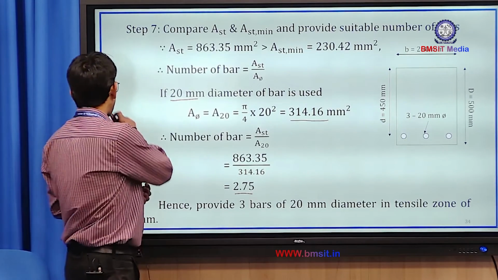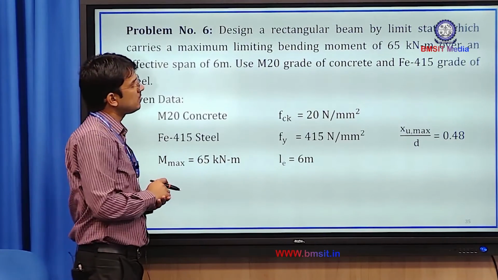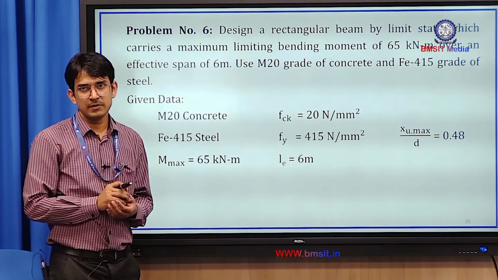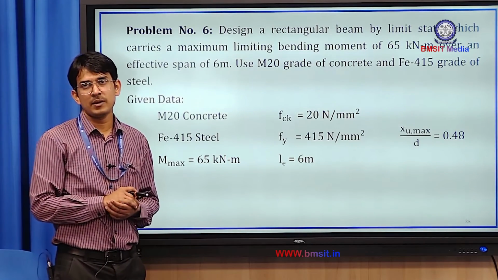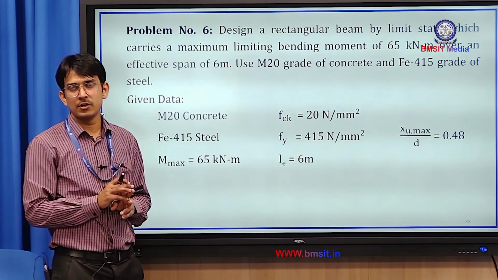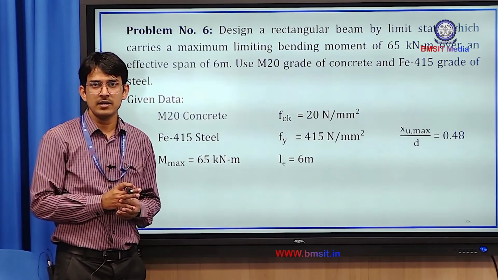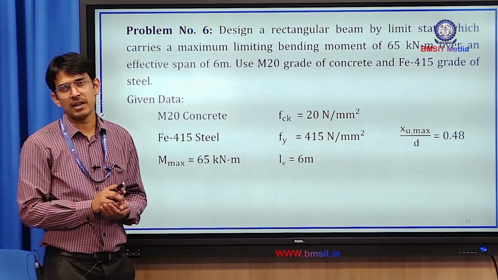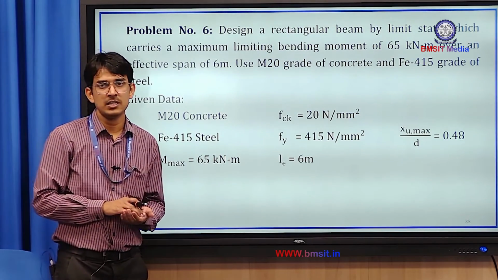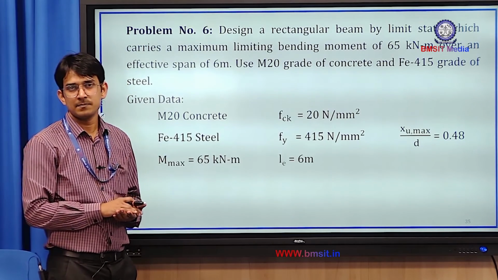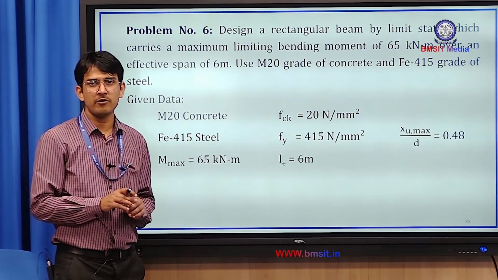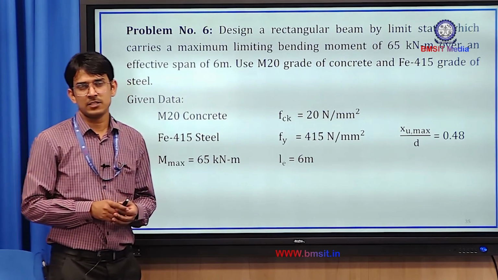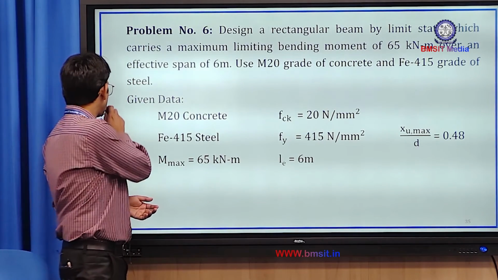Now I have one problem for you, in which you have to design a beam. The limiting bending moment is given, meaning Mu is directly given to you, 65 kilonewton meter, where the effective span is 6 meter. M20 and Fe 415 grade of materials you are using. So for that you have to design this beam. In the same way, initially you have to assume the values and then you can proceed. So this is the end of this question.